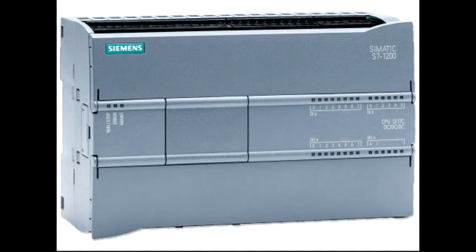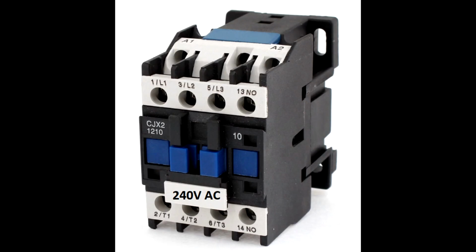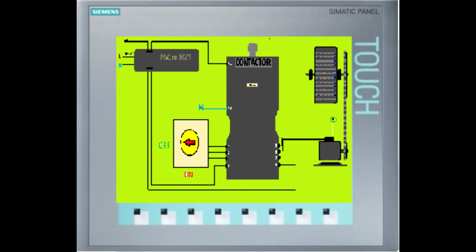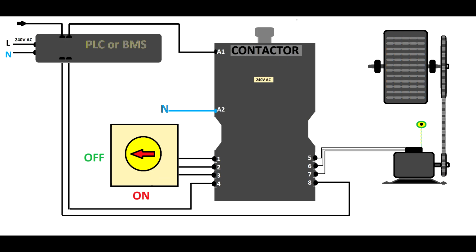This is a programmable logic controller which can control the contactor you just saw in the beginning, or this contactor. So the PLC can control this contactor, and this is an HMI, human machine interface, which can show you the circuit and the way it works, so it will be easy for you to repair if a fault occurs.